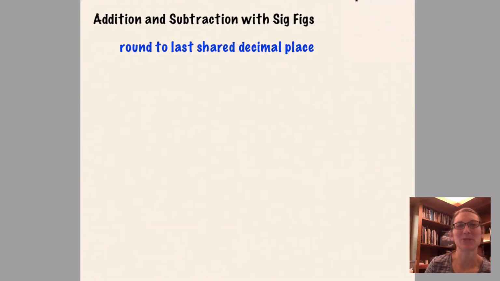Let's take a look at the rules for addition and subtraction. When you're adding and subtracting, you are going to take your answer and round it to the last shared decimal place in your measurements.